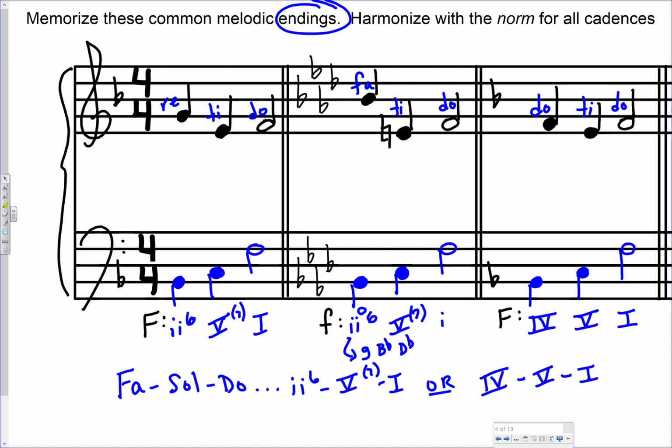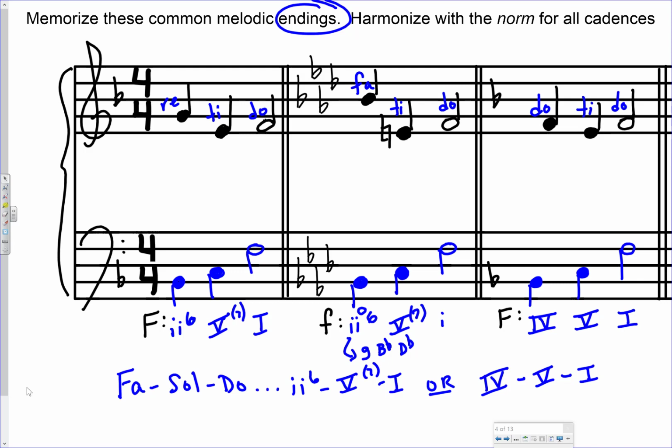Okay, so I'm just going to repeat before we continue on. If the melody ends, the final cadence that is, with re, ti, do, or fa, ti, do, or even do, ti, do, then harmonize the bass line as fa, sol, do. And the chord progression will be 2/6 to 5 to 1, or 4 to 5 to 1. And if you're in minor, don't forget it's 2 diminished 6 to 5 to 1.